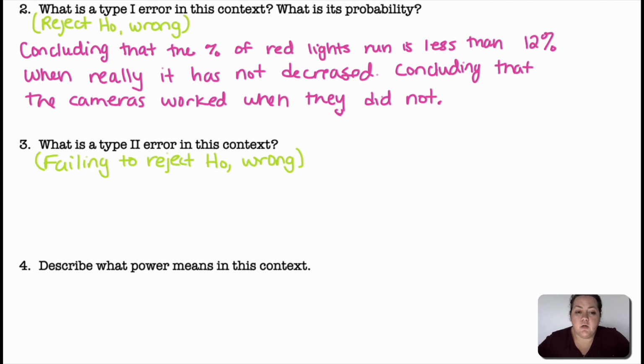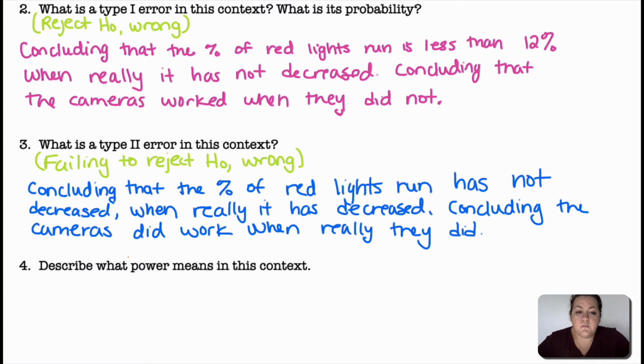Failing to reject the null hypothesis and being wrong would be a type 2 error. This would be concluding that the percentage of red lights run has not decreased when really it has decreased. Concluding that the cameras didn't work when really they did.